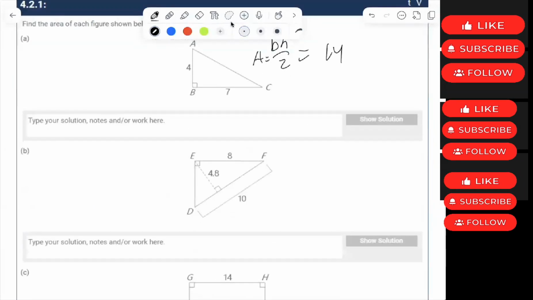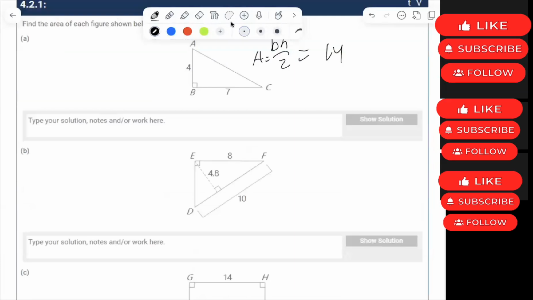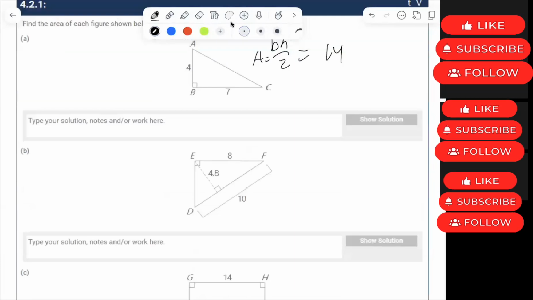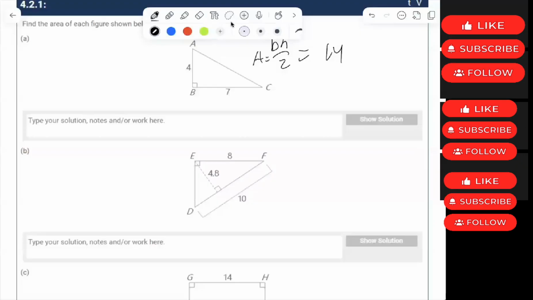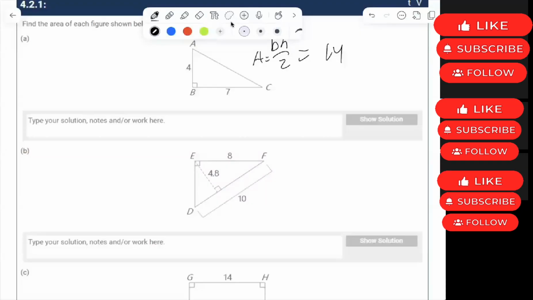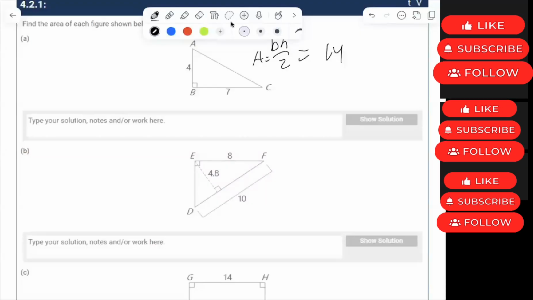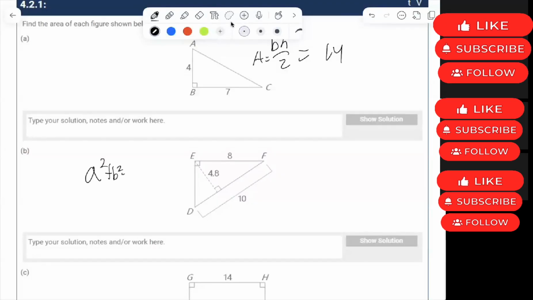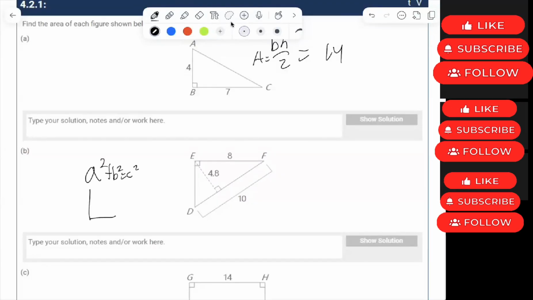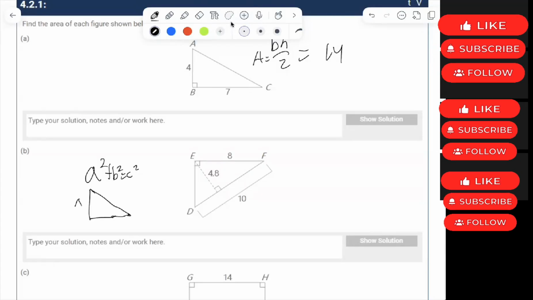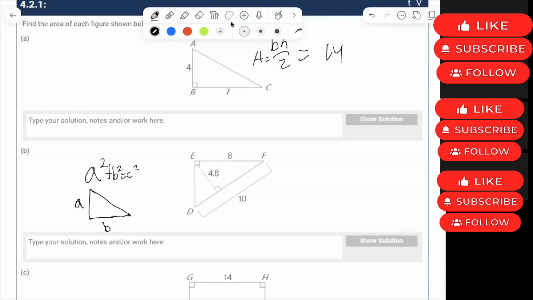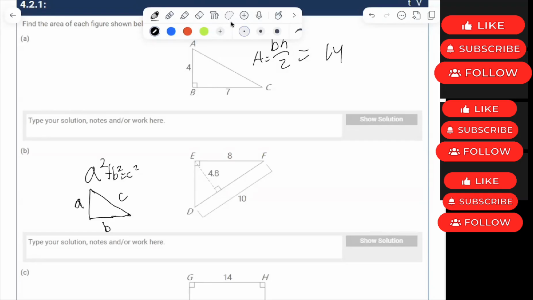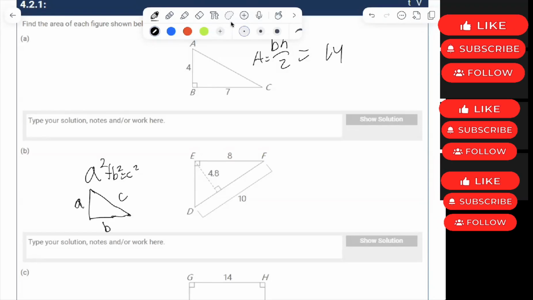We're going to apply the same logic here. Hopefully you have heard about the Pythagorean theorem. What the Pythagorean theorem states is that a squared plus b squared is equal to c squared, where in a triangle there's a, b, c. And that's how you solve for the area.